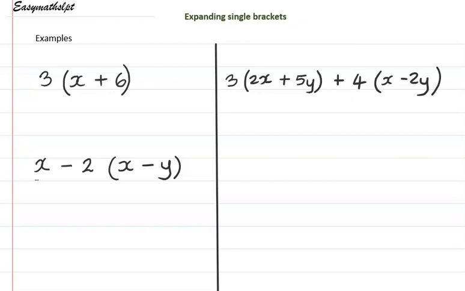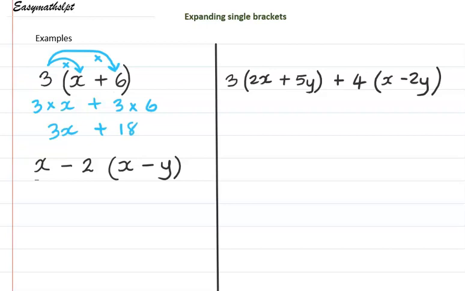And to expand the single brackets, we need to multiply each term on the inside of the bracket by the expression on the outside. So for example, we're multiplying the 3 by the x, and we're also multiplying the 3 by our positive 6. Now let's write out this multiplication. So 3 multiplied by x and plus 3 multiplied by 6. Let's do the multiplication. 3 times x is 3x plus 3 times 6 is 18.